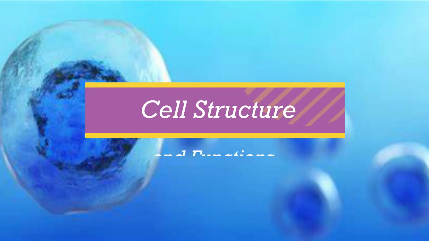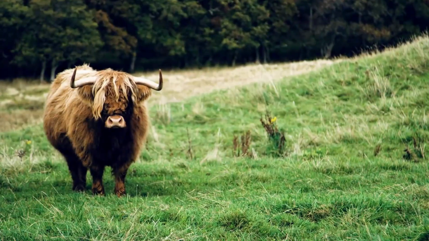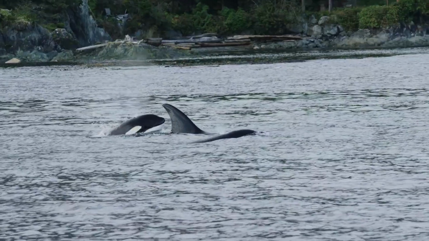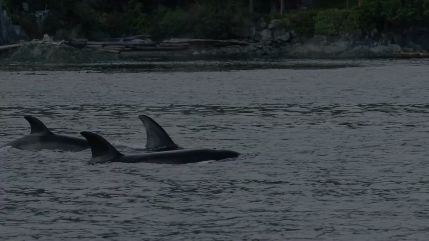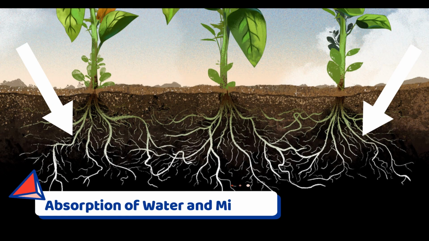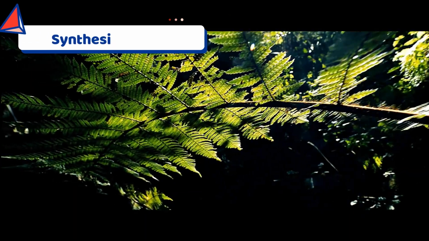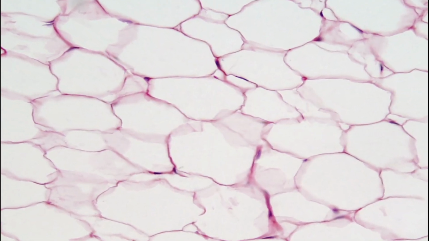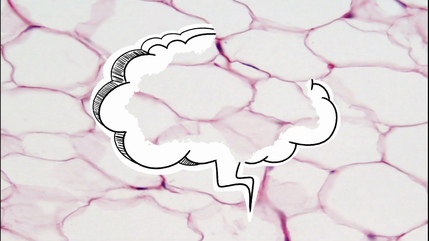Cell structure and function. Each organ in the system performs different functions in living organisms. For example, roots help in the absorption of water and minerals. Leaves are responsible for synthesis of food. Each organ is further made up of smaller parts called tissues.